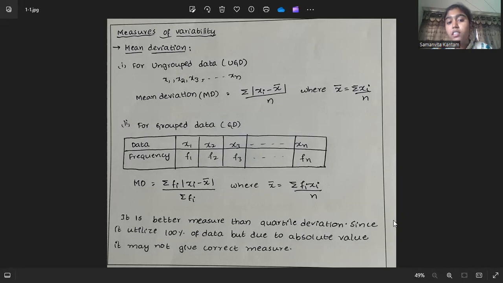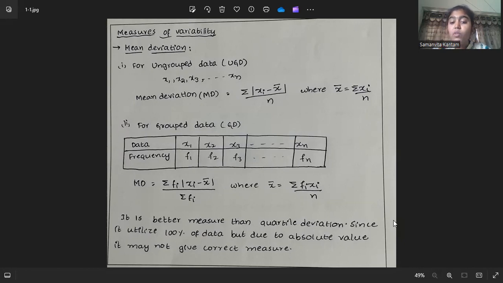For mean deviation, to calculate for ungrouped data, the formula is sigma |xi minus x bar| by n, where x bar indicates the mean of the data, and for grouped data, mean deviation is sigma fi into |xi minus x bar| by sigma fi, where x bar indicates the mean of the grouped data.